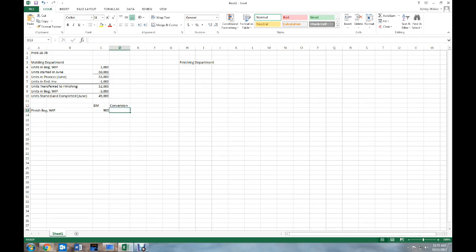Now, how complete were they with respect to conversion? Again, 3,000 units. We know that. Go look with respect to conversion on June 1st. They were 40% complete. So remember, we're finishing our beginning work in process. If they were 40% complete, they need 60% to get them finished up. First step's done.